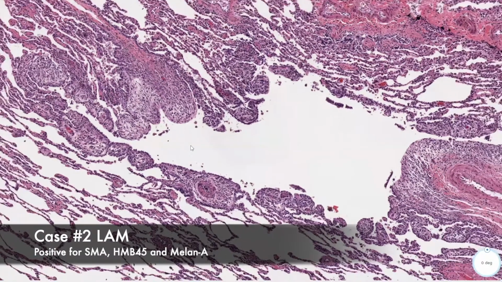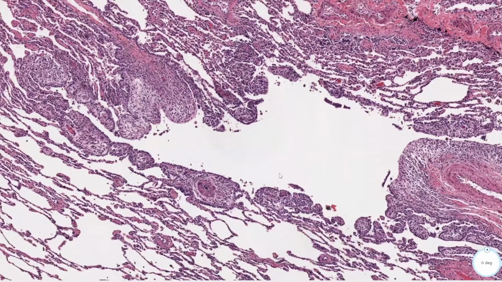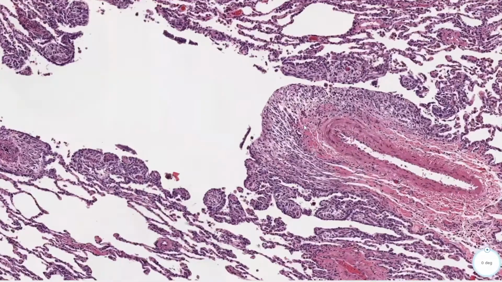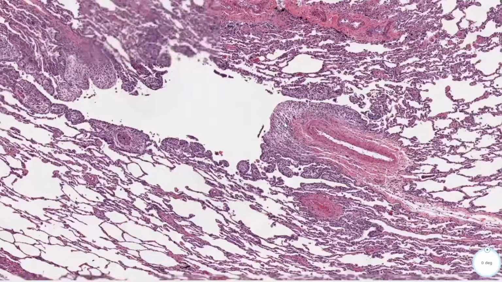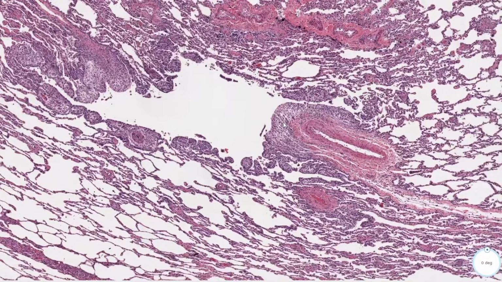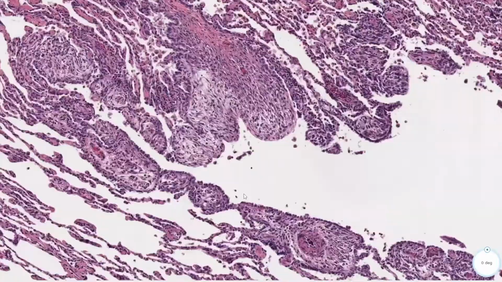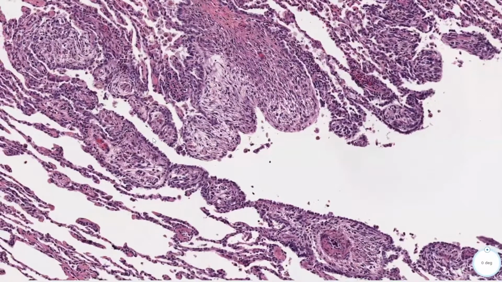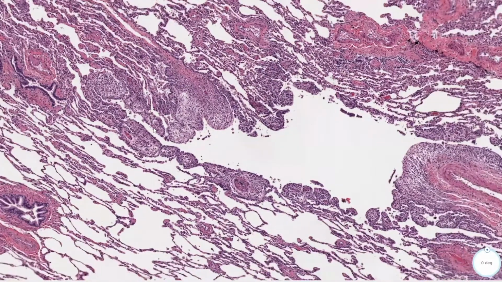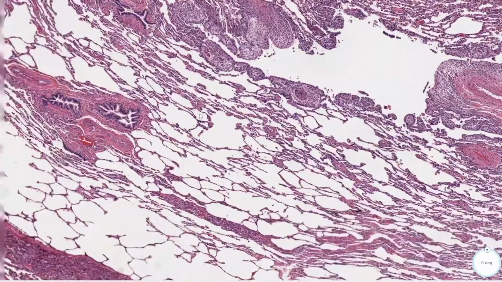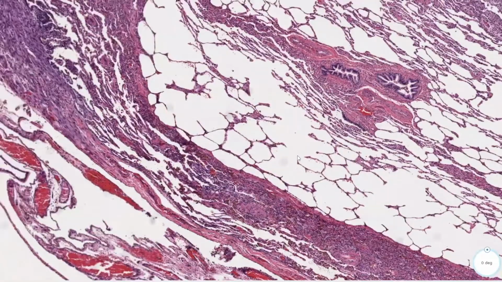These tumors typically occur in women of reproductive age, and it's associated with tuberous sclerosis. These patients can present with a pneumothorax, dyspnea, and hemoptysis. This proliferation of spindle cells often obstructs the lymphatics, and so this can produce a characteristic chylous effusion, which would appear very white, as a white effusion.